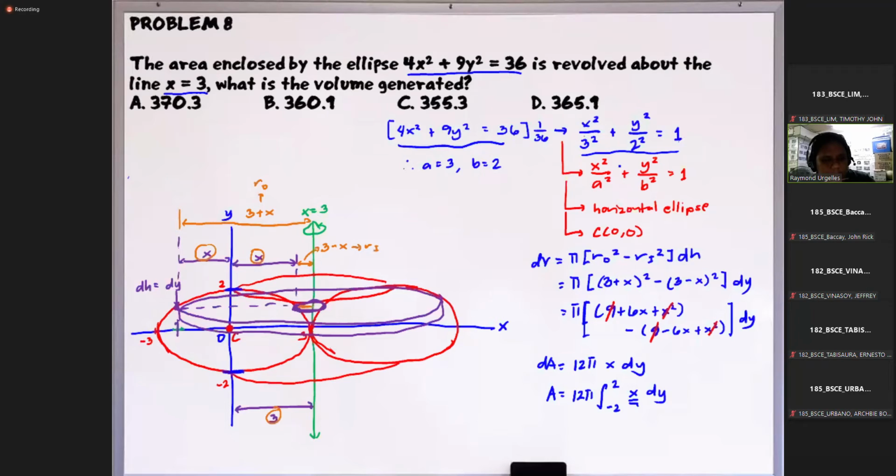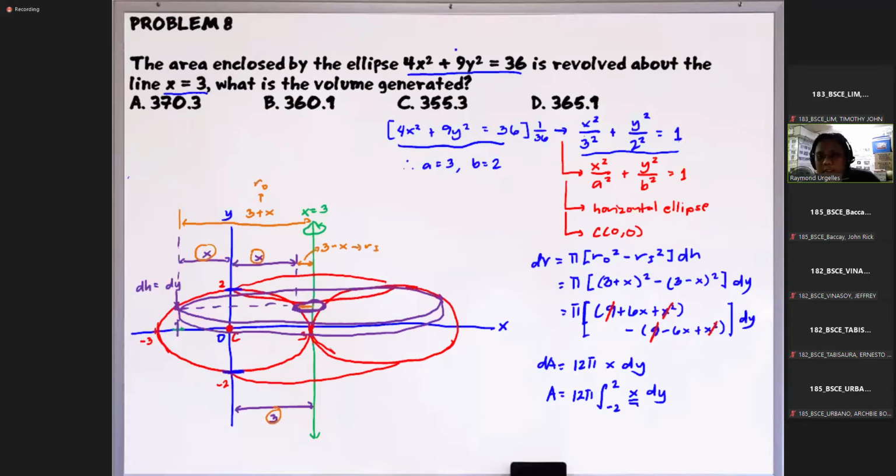So pwede nyo gamitin dyan yung positive square root, pwede nyo rin gamitin yung negative square root. Although pag negative square root, i-multiply nyo pa ng -1, kaya babalik ka lang din sa positive, kasi nga positive distance yung kino-consider natin. So therefore, gamitin na lang natin yung positive square root.